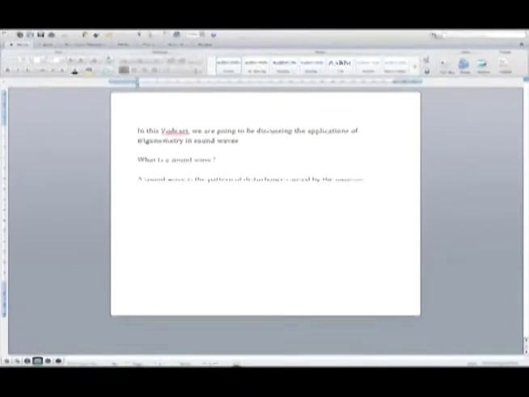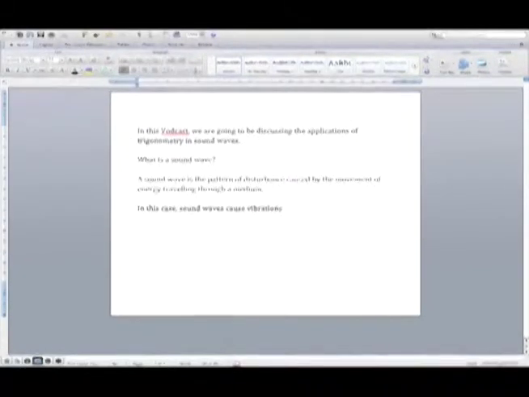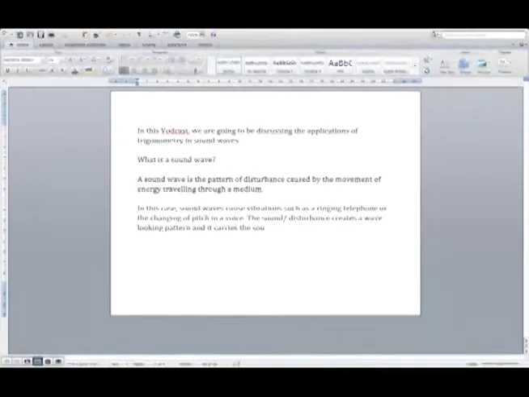A sound wave is the pattern of disturbance caused by the movement of energy traveling through a medium. In this case, sound waves cause vibrations such as a ringing telephone or the changing of pitch in the voice. The sound or disturbance creates a wave-looking pattern and it carries the sound.